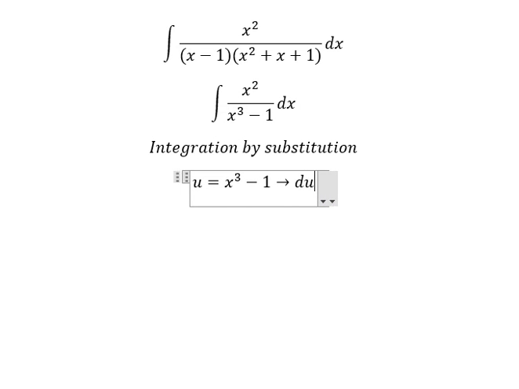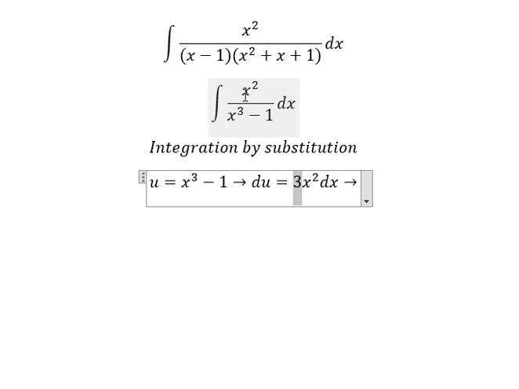Later, we take the first derivative of both sides. The first derivative of x to the power of 3 is 3x squared. This one is the constant, so you get 0. Later, we divide both sides by the number 3 because we don't have the number 3 in here.